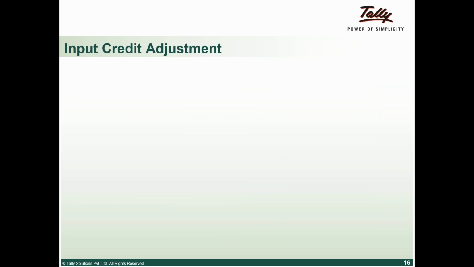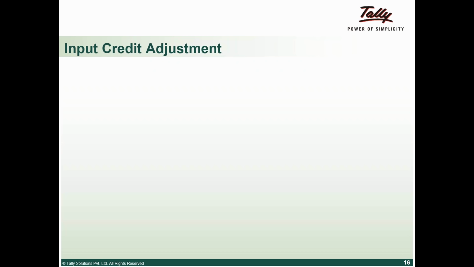Okay, the next question is the input tax credit. We were talking about CGST, SGST, and IGST, right? So supposing I have CGST, SGST, IGST, in what order can I set off my input tax credit to my tax liability, all right?